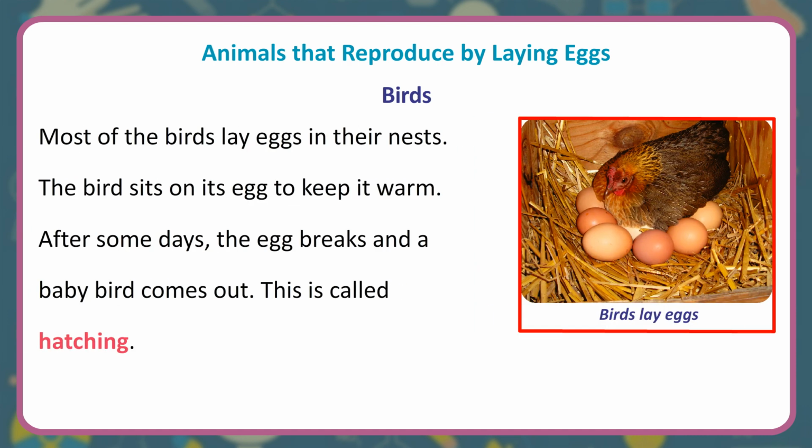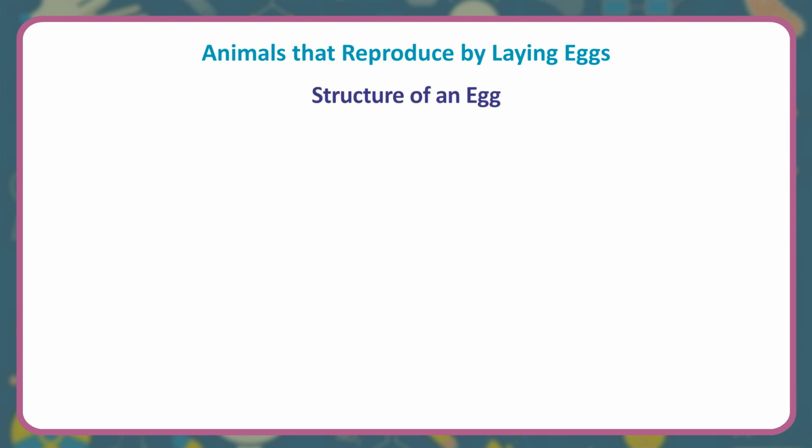Birds. Most of the birds lay eggs in their nests. The bird sits on its egg to keep it warm. After some days, the egg breaks and a baby bird comes out. This is called hatching. Structure of an egg.